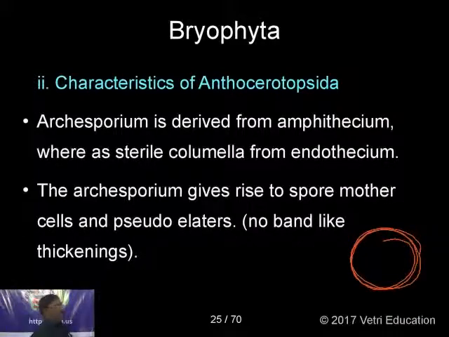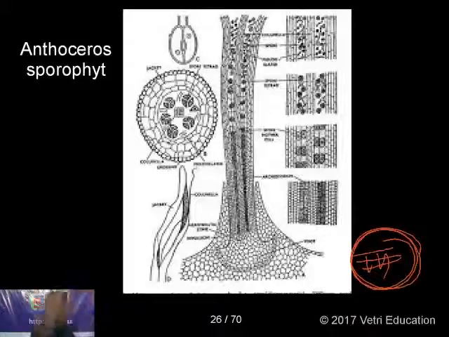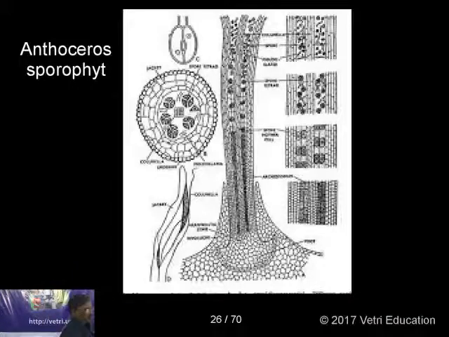The archisporium is derived from the amphithecium, whereas the sterile columella comes from the inner endothecium. The archisporium gives rise to spore mother cells and pseudo-elaters, elater-like structures with no bands. So now you see the sporophyte is very interesting. It has a foot-like structure and a horn-like structure, the full sporangium.